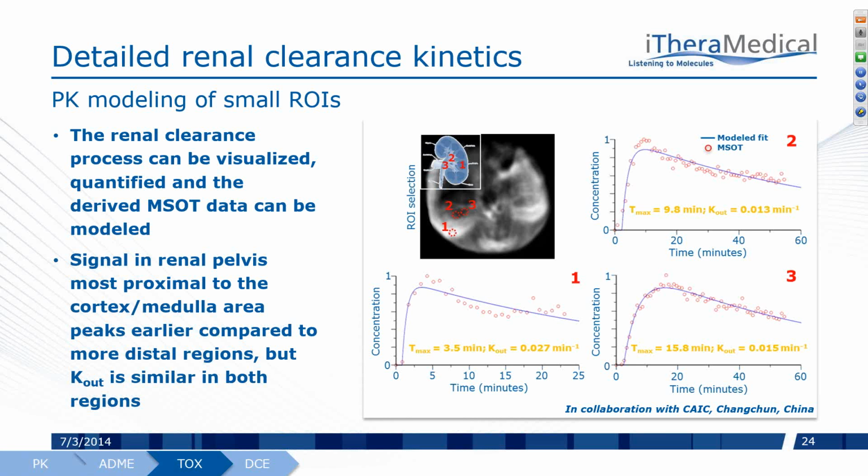We can now draw small regions of interest within areas of the kidney, and that's what I show here. So we have a region of interest number 1, which is located in the renal cortex, and then regions of interest number 2 and 3 that are in the renal pelvis. And we can get this kinetic information, and we can see that the Tmax is very different for these different regions of interest. So in the renal cortex, we have a peak concentration already at about 3.5 minutes post-injection, whereas in the renal pelvis, it takes 10 to 20 minutes to achieve the peak concentrations.